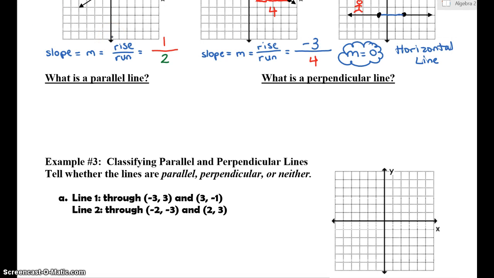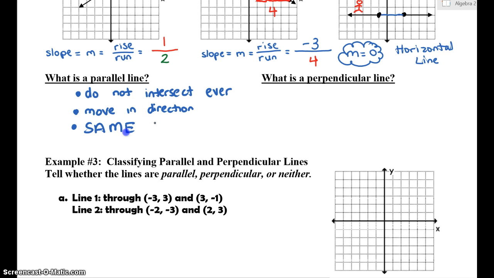All right. We know that parallel lines move in the same direction. And since slope kind of helps us with the direction of the line, we know a couple things. First, we know parallel lines do not intersect, ever. They don't meet, ever, ever, ever. And the second thing we know is they move in the same direction. And because they move in the same direction, we can say that they have the same slopes.